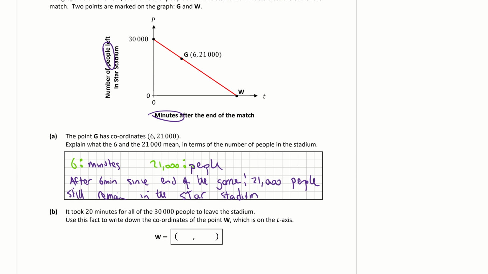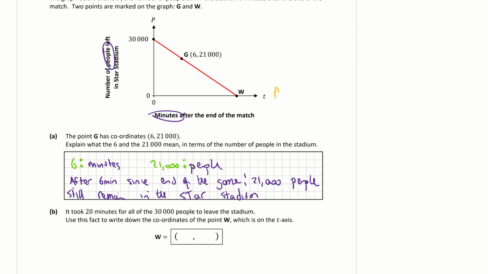Part B, it took 20 minutes for all the 30,000 people to leave the stadium. Use this fact to write down the coordinates of the point W. Okay, so we've come out some amount. That's the amount of people. So we've come out 30,000. We haven't gone up or down anything, so we've no one left, basically.